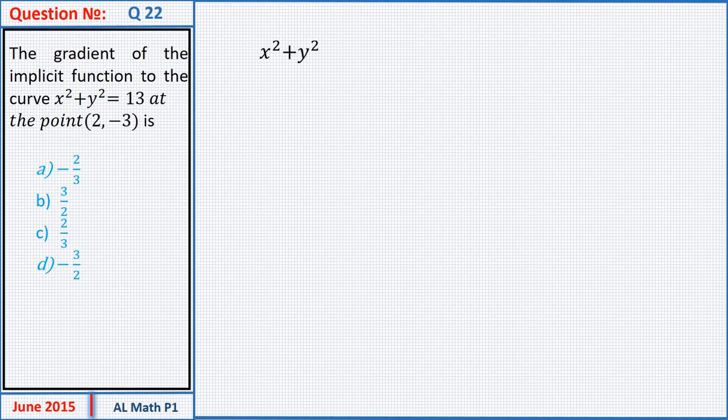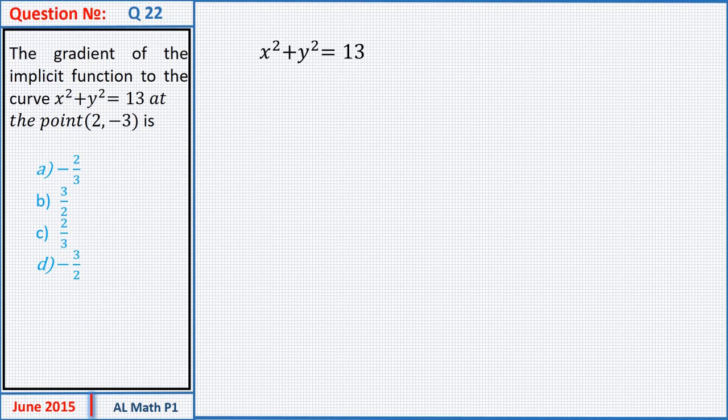Question 22 says that the gradient of the implicit function, the curve x squared plus y squared equals 13 at the point, is. So they're asking us for the gradient, and they've given us the different answers here. So having this, we are going to differentiate this implicitly, because the gradient at that point will be the value of dy by dx at that point. So we're going to find dy by dx, and to find dy by dx, we're going to use implicit differentiation.